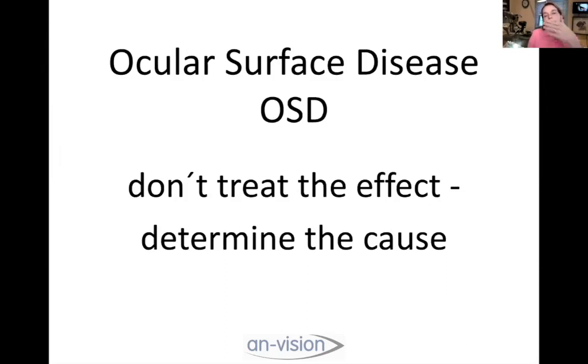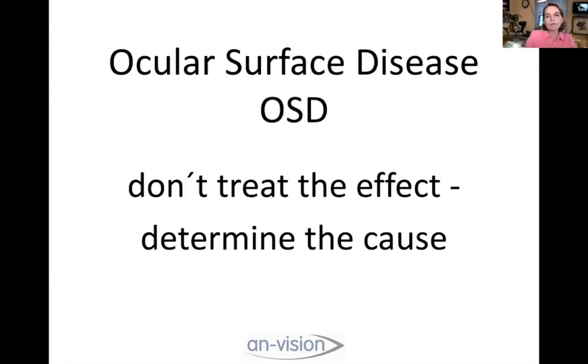So now we're moving on. I showed you the ocular surface analyzer, and now I would like to make a short comment on what we can do with the results. How can we treat evaporative tear film disease or classic dry eye? And then we're going to move on to some cases.